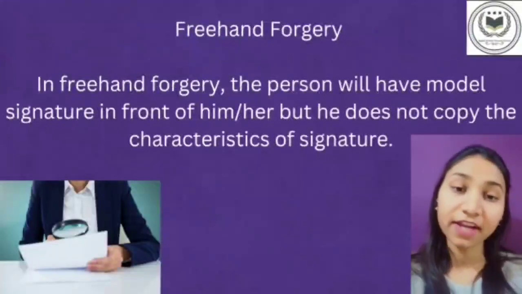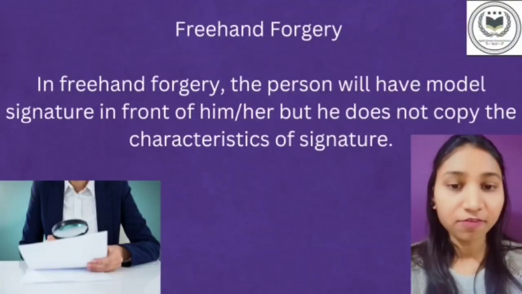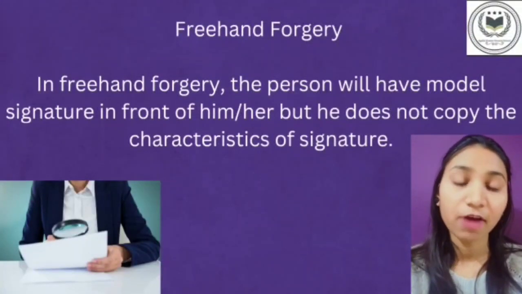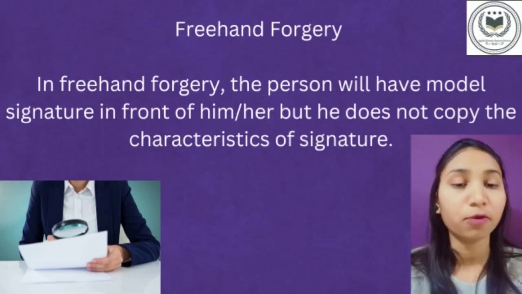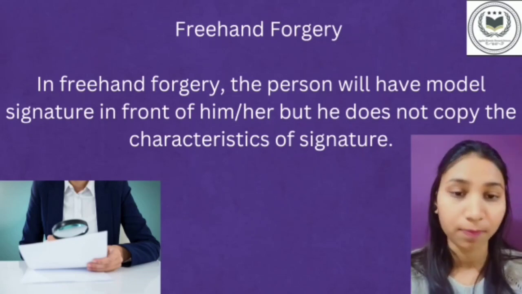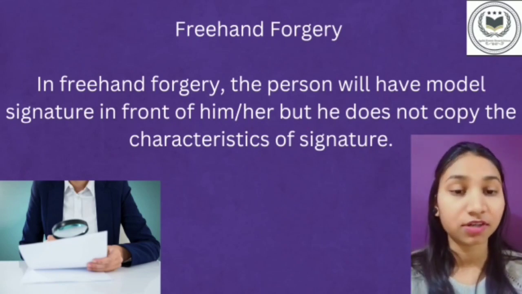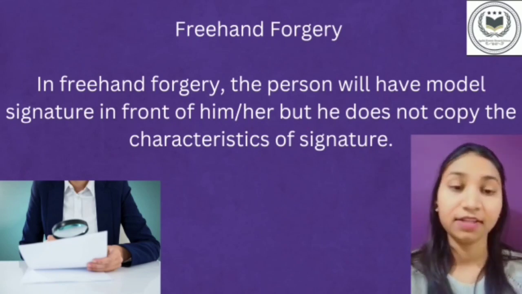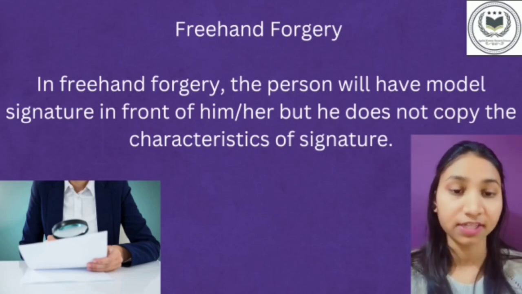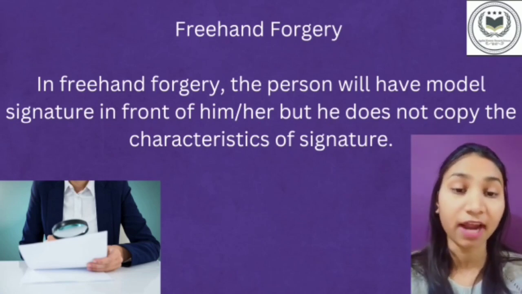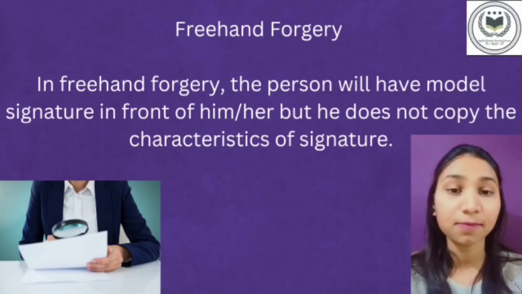Third is freehand forgery. In freehand forgery, the person will have the model signature in front of him or her, but he does not copy the characteristics of the signature. He will do the signature in his own handwriting, and the characteristics of personal handwriting can be seen in the freehand forged signature. Here is some example of freehand forgery.